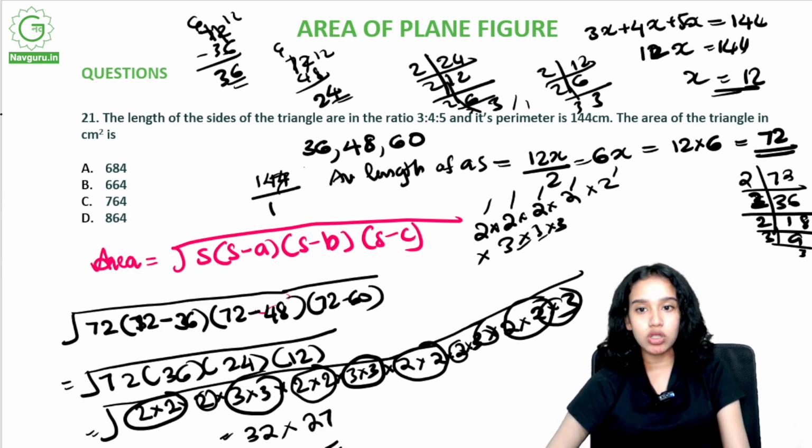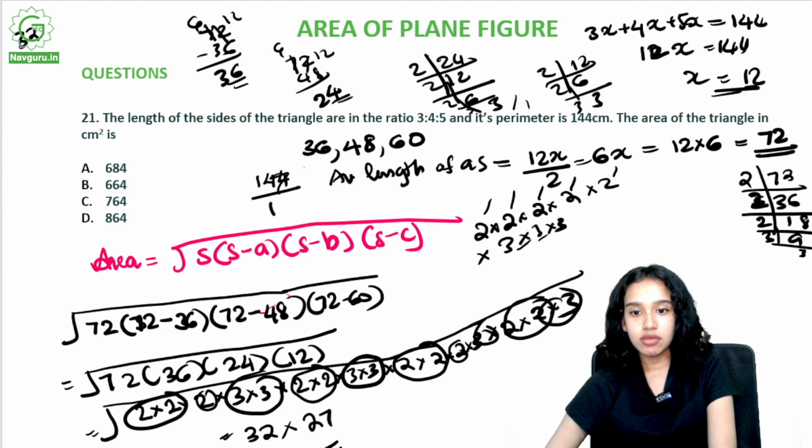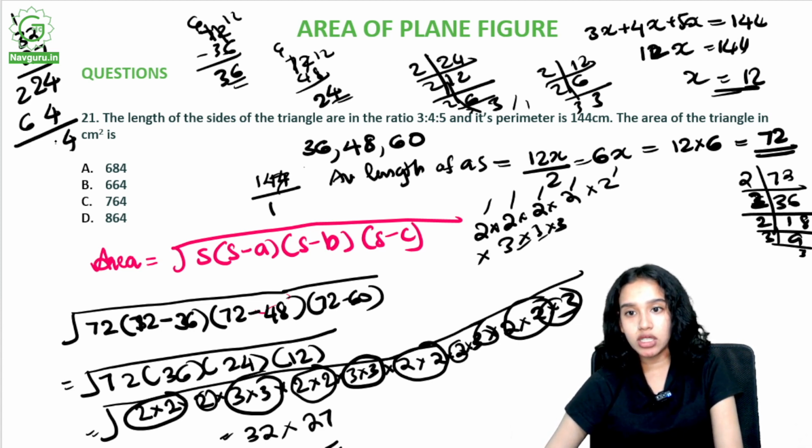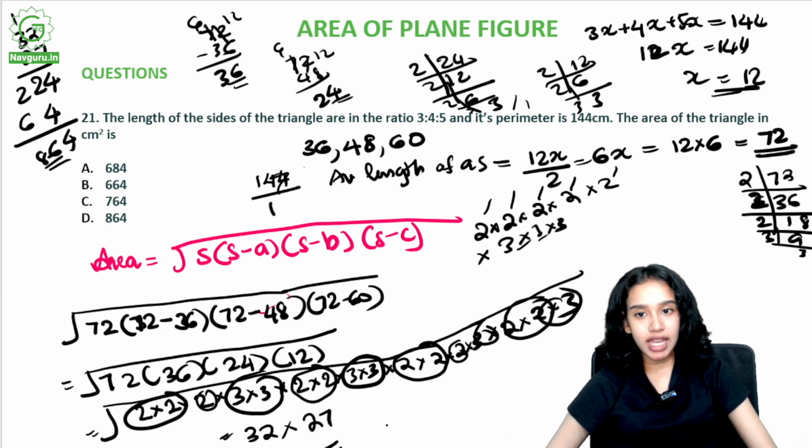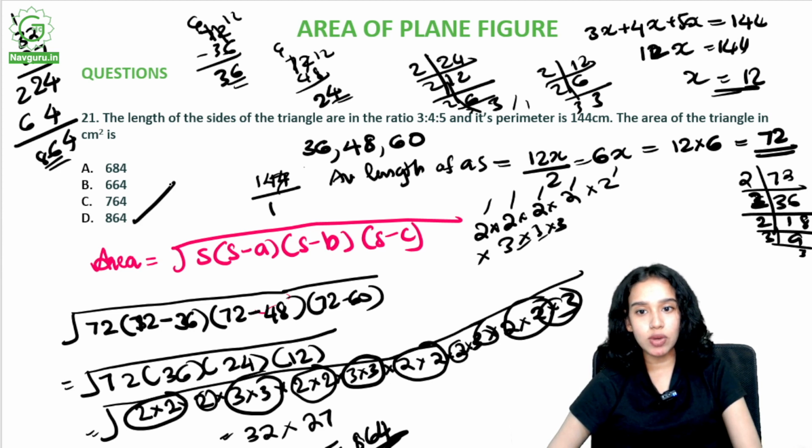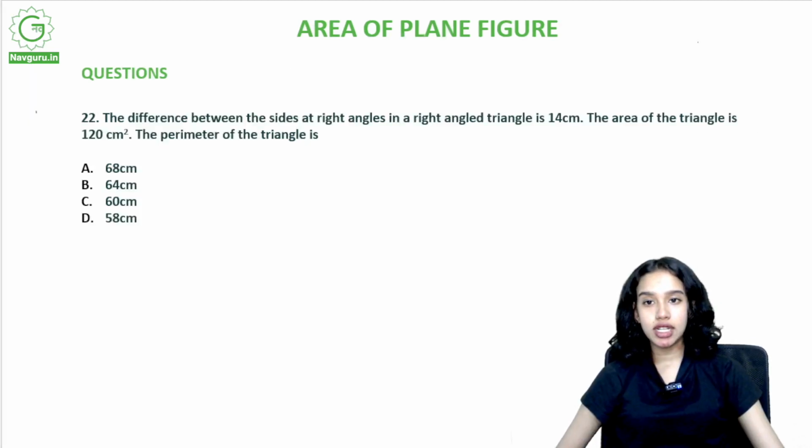So what is 32 into 27? 7 2's are 14, 7 3's are 21 and 22, 2 2's are 4 and 3 2's are 6. This is 4, 6 and 8. So 864 is the answer for this question. Let's move on to the next question.